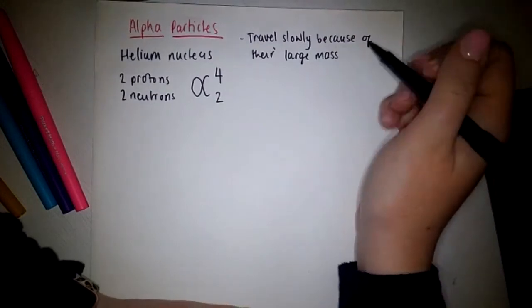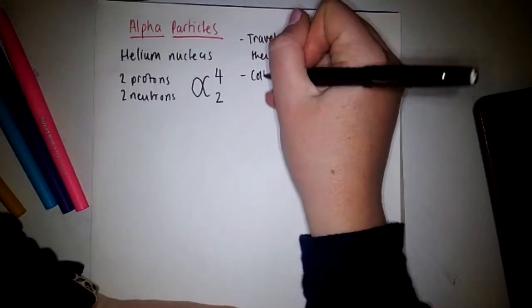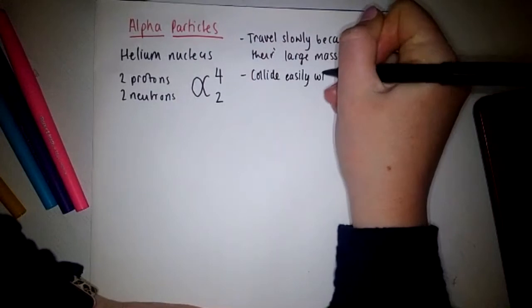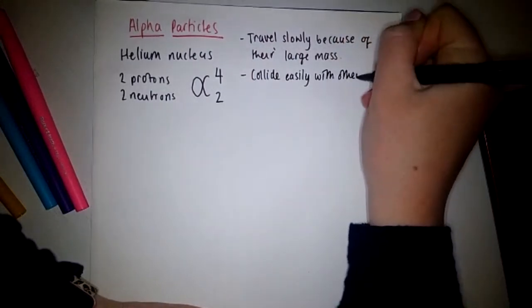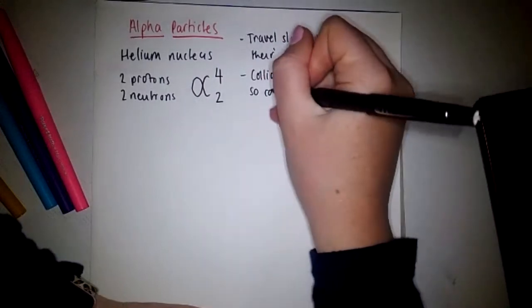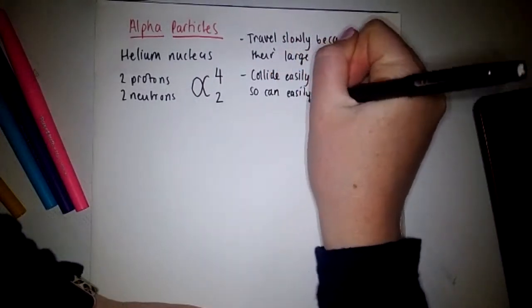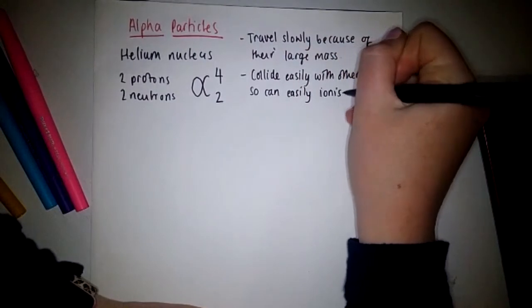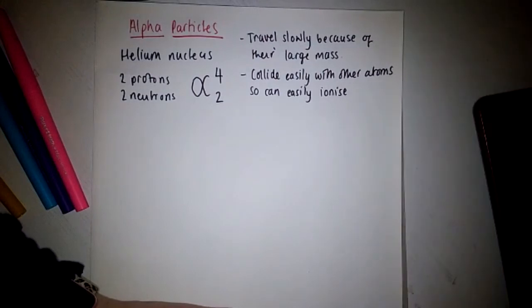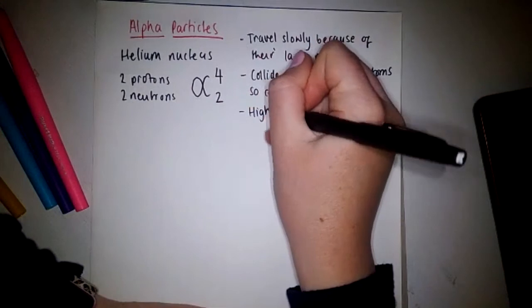So they travel slowly because of their large mass, collide easily with other atoms, so they can easily ionize. So if we were going to put this in terms of a property and we were talking about the ionizing power, you would say that they are highly ionizing.